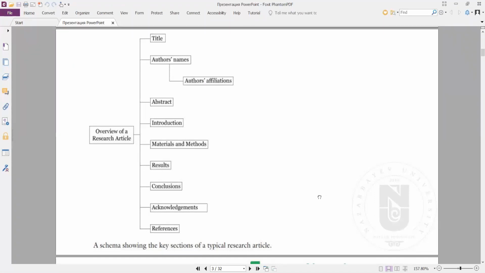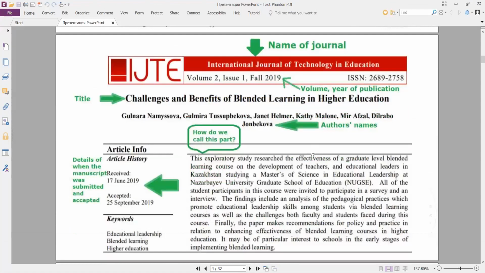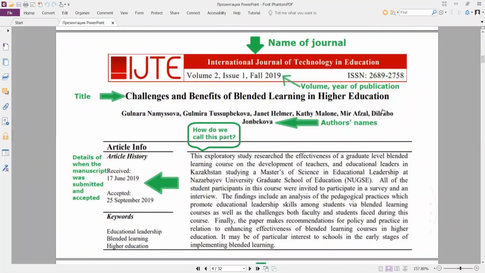Okay, great then. So let's start. Let's start looking at the usual structure of this research article. This is just an example here. These green arrows will guide you on how to read the research article. Here we have an example from the International Journal of Technology in Education. Here we see the volume number, the issue, year of publication, international standard serial number, the title, then the names of the authors.